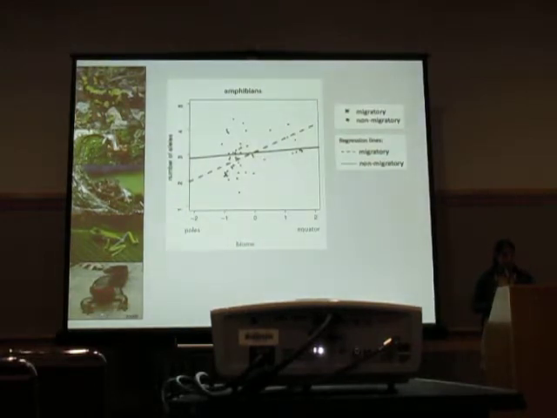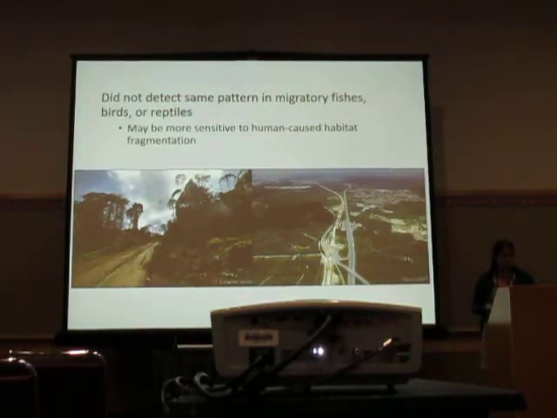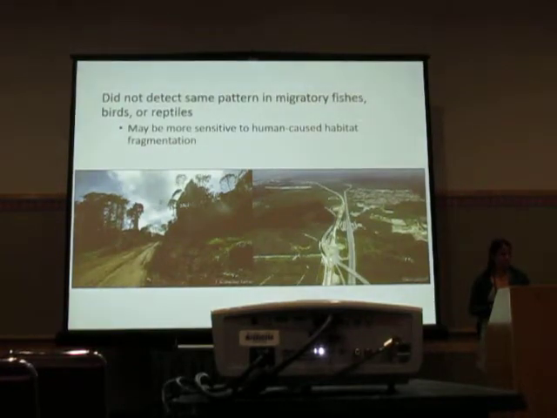Okay. And in amphibians, we see a significant difference in the migratory group in the red line, where migratory amphibians closer to the equator were more genetically diverse than migratory amphibians closer to the poles, and we see not much of a strong relationship in the non-migratory group. And because we did not detect the same pattern in migratory fishes, birds, or reptiles, or in the less mobile non-migratory amphibians, perhaps this means that amphibians may be more sensitive to human-caused habitat fragmentation relative to other vertebrates.